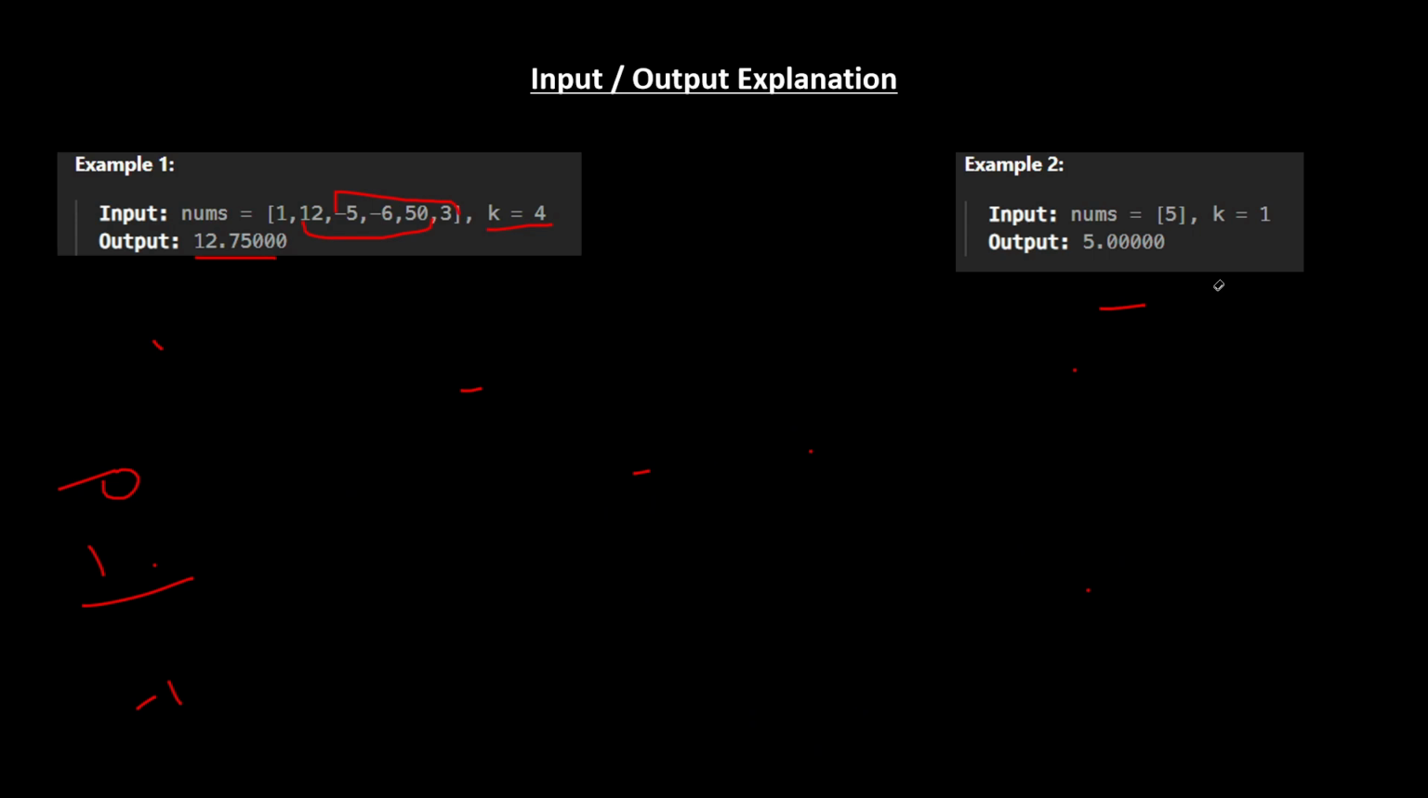Okay, I hope you understood how we got the output for that particular thing. We took a continuous array of length 4. We took three different cases, and in one case we got the result. In this case, we just have 5 and k is 1, so we'll just divide 5 by 1 and we get 5. That's all. I hope you understood the input and output explanation. Now let's move to the next slide.